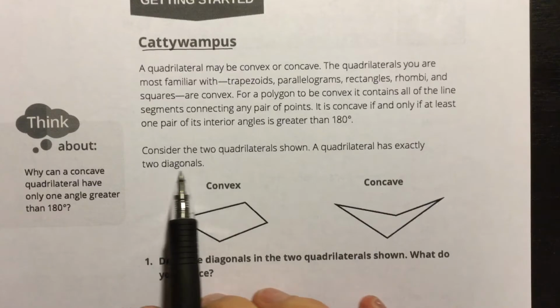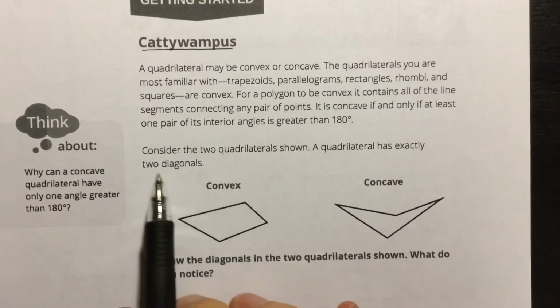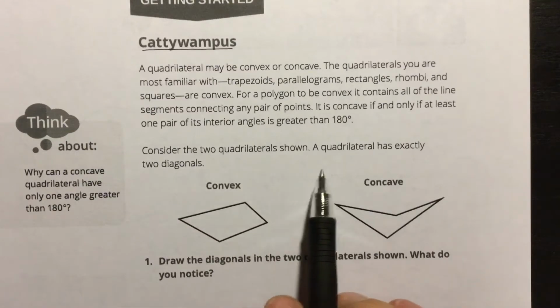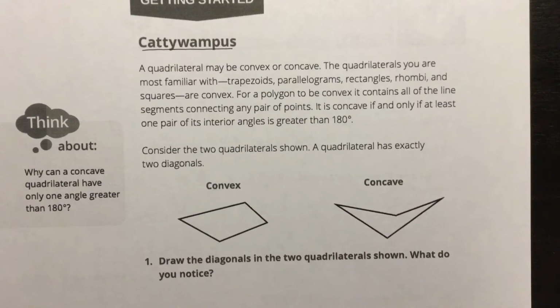Now we have this. Consider the two quadrilaterals shown. A quadrilateral has exactly two diagonals.